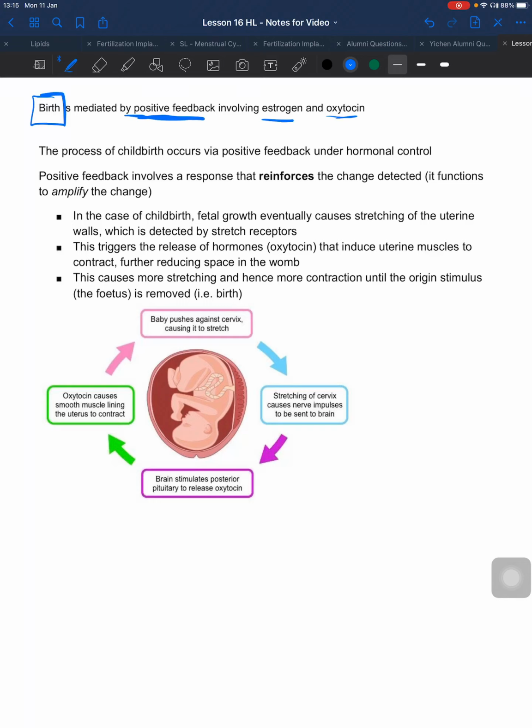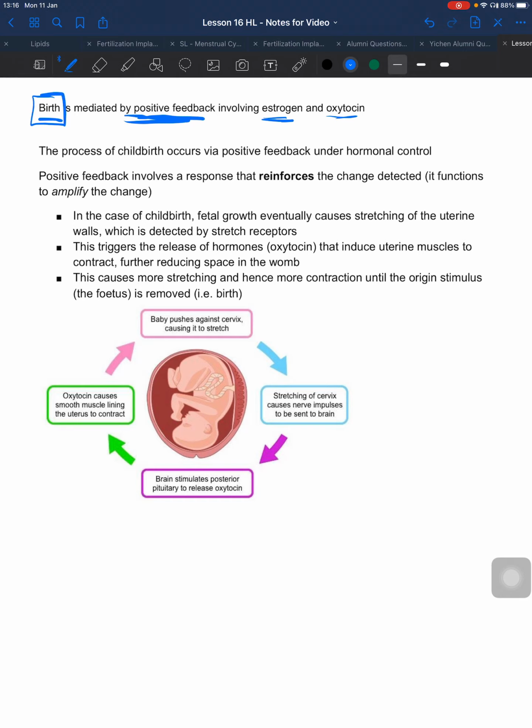Okay, so in this one, we're going to talk about birth, the idea of positive feedback, and basically how birth is mediated by positive feedback of estrogen and oxytocin. We talked about negative and positive feedback. With a negative feedback, an increase in something causes a decrease in something else. In a positive feedback, an increase in one reinforces that change, causes an increase in another.